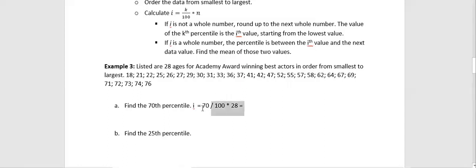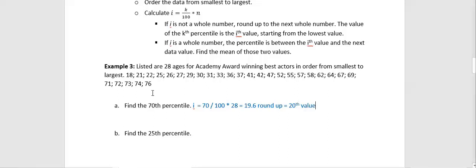I'm going to make this blue so you can see that this is what we're working on. So put that in your calculator. And what do we get? We get 19.6. So this falls in the first category. I is not a whole number. So because it's not a whole number, I'm going to round up, and that's going to equal 20. So 20 represents the position of your 70th percentile. So I'm going to say 20th value. So the 20th value is your answer.